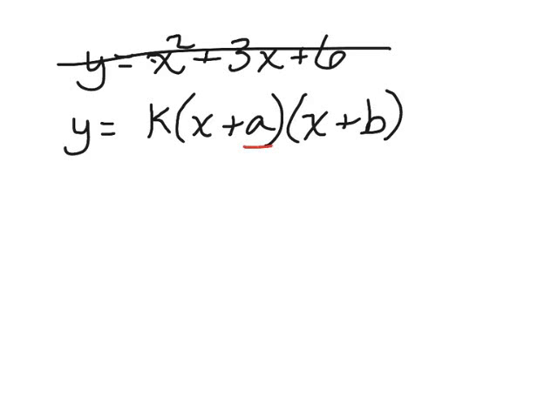Now, if we think of these as zeros on the graph, a would be our start, because whatever a has to be to make that equal 0, that's where we'd be crossing the x-axis. And b is where we're going to land.